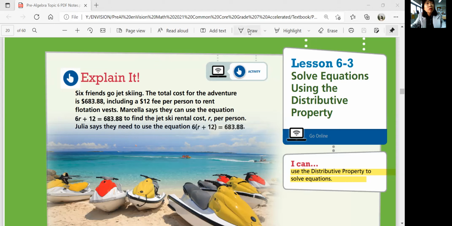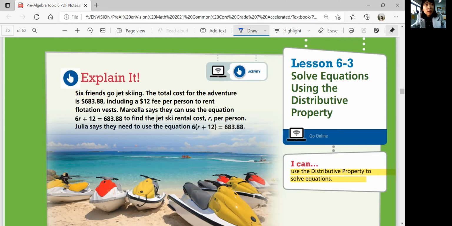6 friends go jet skiing. The total cost for the adventure is $683.88, including a $12 fee per person to rent flotation vests. Marcella says they can use the equation 6r plus 12 equals 683.88 to find the jet ski rental cost r per person. Julia says they need to use the equation 6 times parentheses r plus 12 equals 683.88. Who do you think is correct?